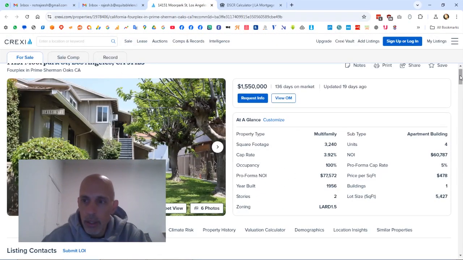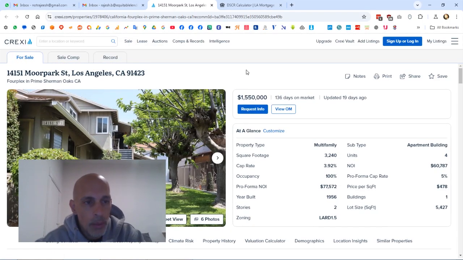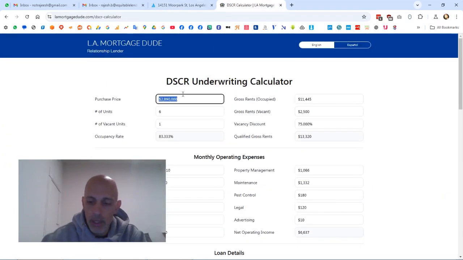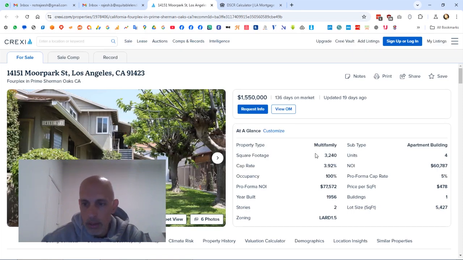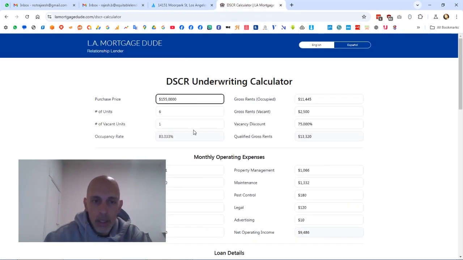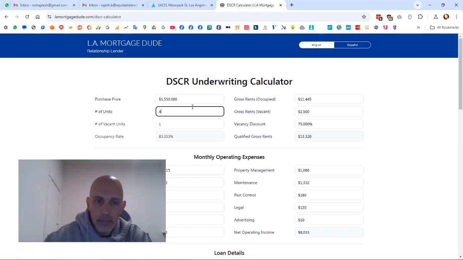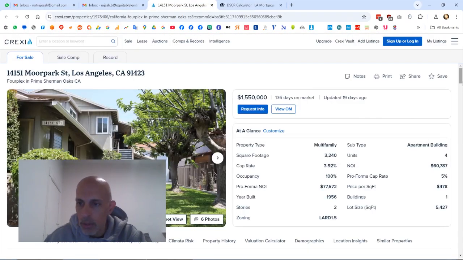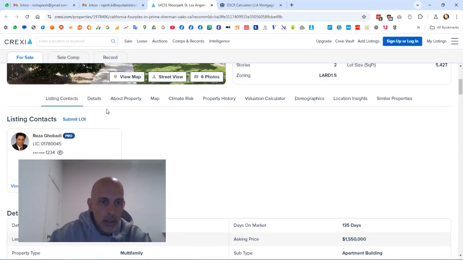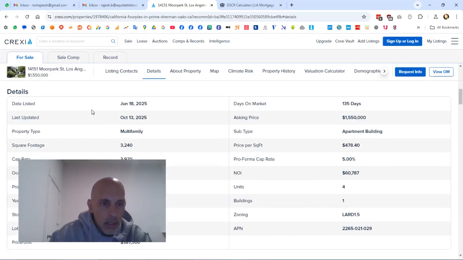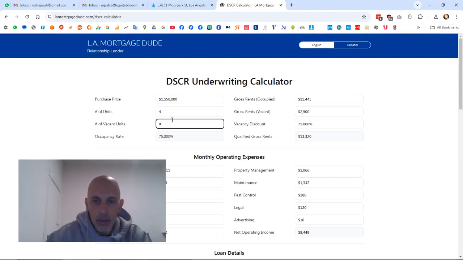So let's take a look today at 14151 Moore Park Street in Los Angeles, California. It's $1.55 million. How many units is it? This is a 4 unit. And how many units are occupied? Let's see here, details. Stories to occupancy, 100%. Fantastic. So 0 vacant units.